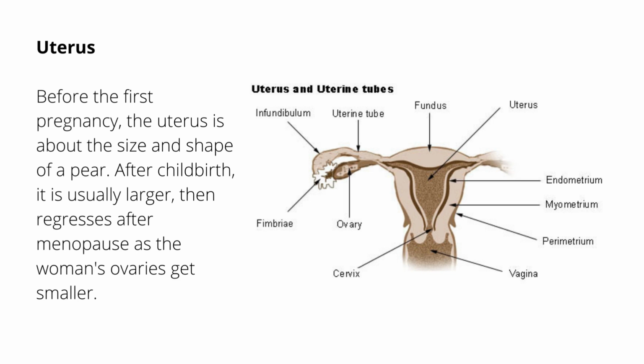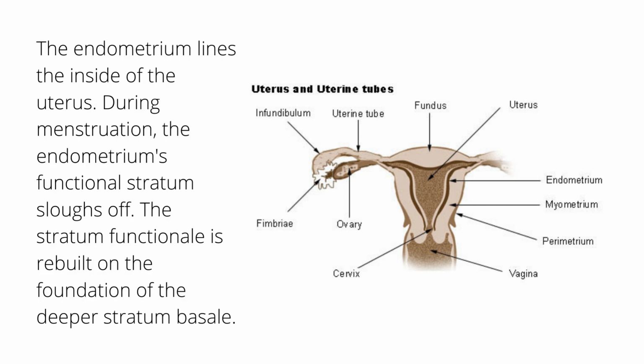Next is the uterus. The uterus is a muscular organ that receives the fertilized oocyte and provides an appropriate environment for the developing fetus. Before the first pregnancy, the uterus is about the size and shape of a pear with the narrow portion directed inferiorly. After childbirth, the uterus is usually larger, then it regresses after menopause.